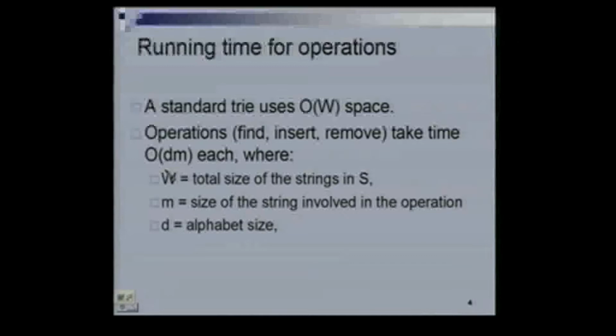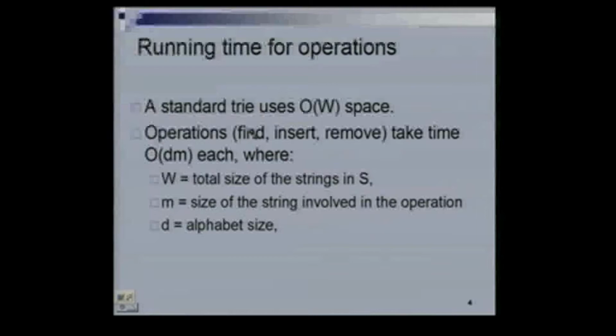I'm using, let's say, a linked list representation on each node, right? So 26 is the alphabet size. I'm using D to denote it. Maybe your alphabet was not 26 large. Maybe you had a smaller alphabet, a larger alphabet, whatever. And M is the size of the string or the word that I'm searching for, right? So that's the time for find.